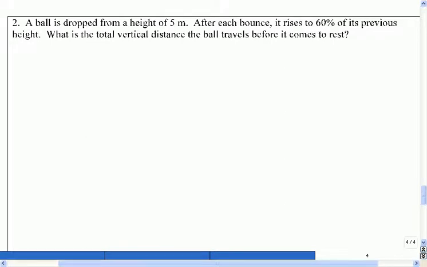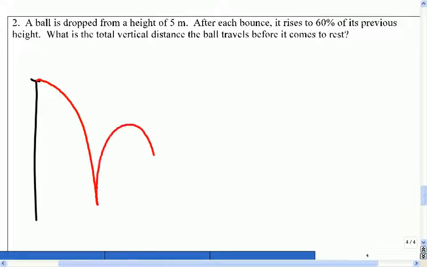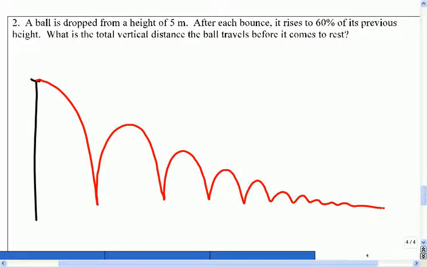Okay. And finally, the bouncing ball. So what would an applications section be without a bouncing ball? Okay. So before I do much of anything, I'm going to draw a good picture. And it says it's dropped from 5 meters, so that's where I start. I know I have 5 meters of height here. It rises to 60% each time. So maybe I'll just label a couple of pieces so I can see the pattern.